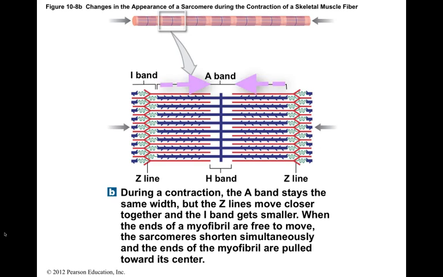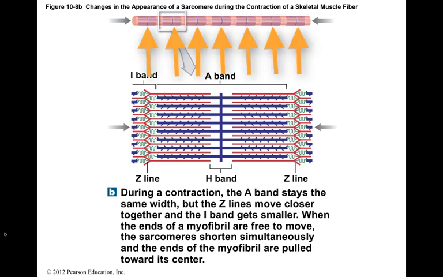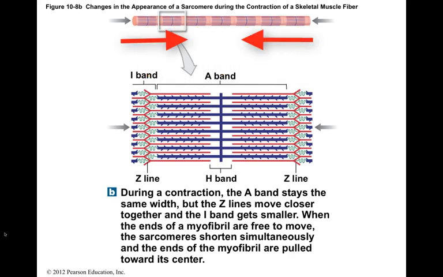When the myosin head forms a cross bridge with the actin molecule's active site, and the head pivots, causing the thin filaments to slide toward the center of each sarcomere, this is known as the sliding filament theory. During a contraction, sliding occurs in every sarcomere along the myofibril. As a result, the myofibril gets shorter. When myofibrils get shorter, so does the muscle fiber.